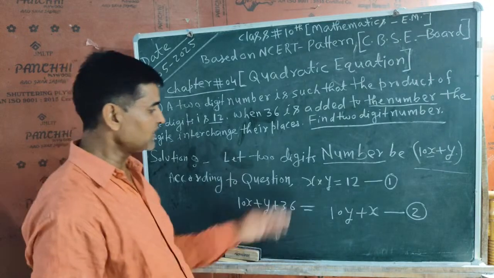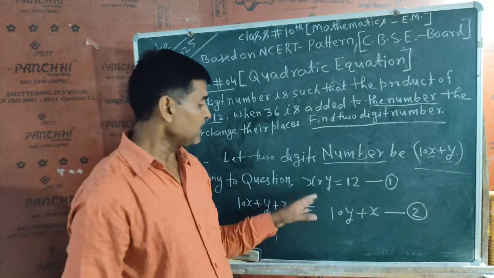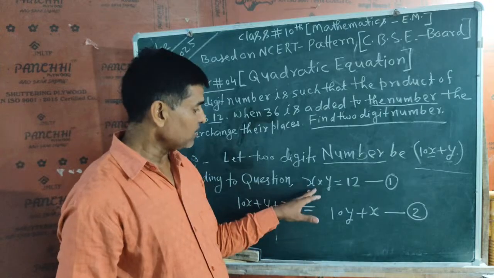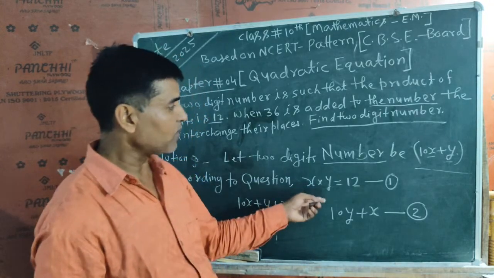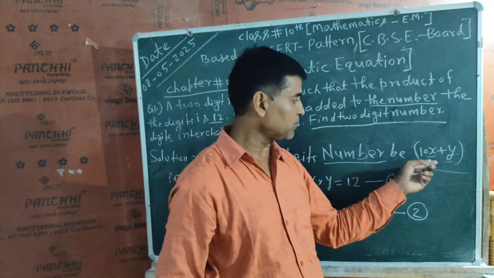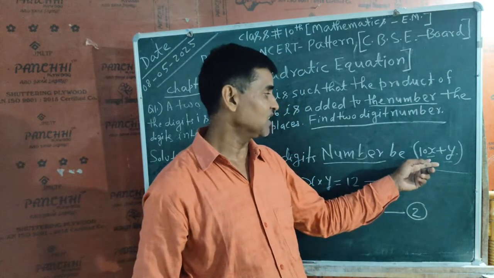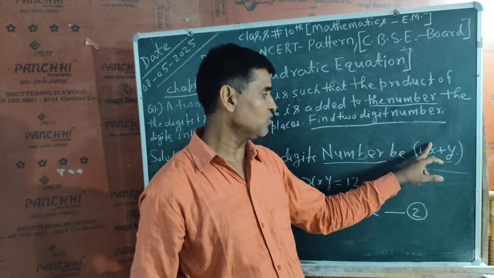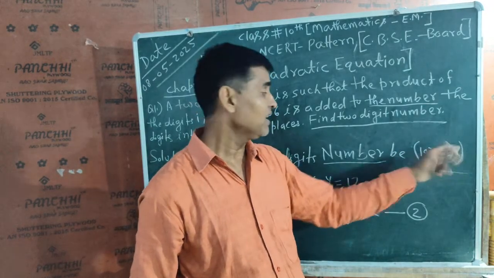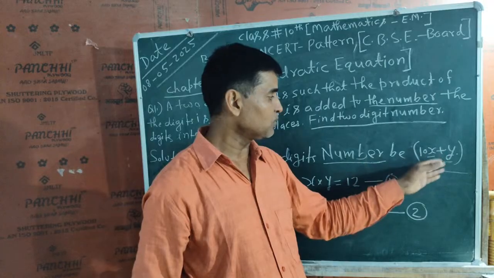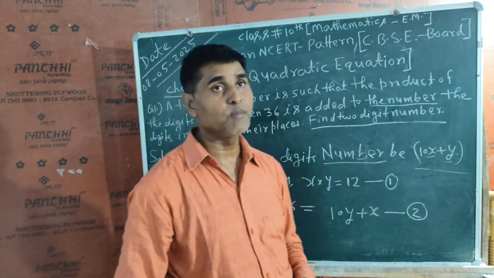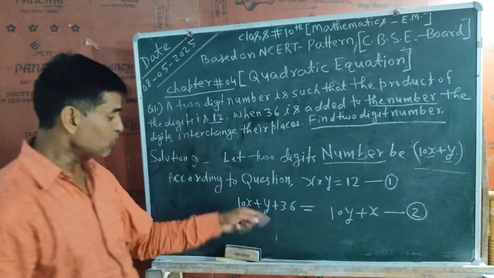After solving, I will get the value of x and y. When we get the values of x and y, we have to substitute them in the two-digit number that is available here in general form. I will put in the value of x and also the value of y, and after simplifying I will get the two-digit number. Okay, student, so further I am going to solve this.